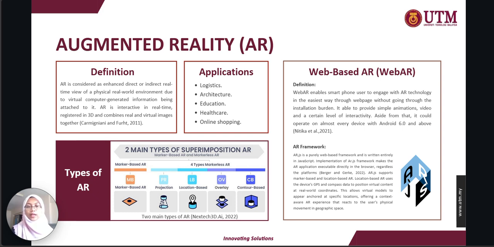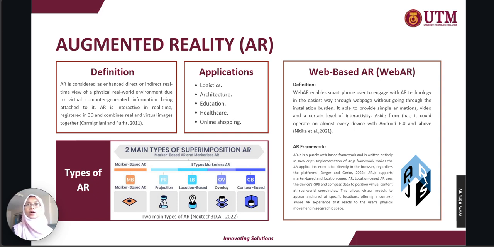There are two main types of superimposition AR. First is marker-based, and second is markerless AR. In this project, I use location-based under the markerless AR. Now, web-based AR. Web-based AR enables smartphone users to engage with AR technology in a serious way through a web page without needing any installation. And most devices with Android 6 and above support WebAR.